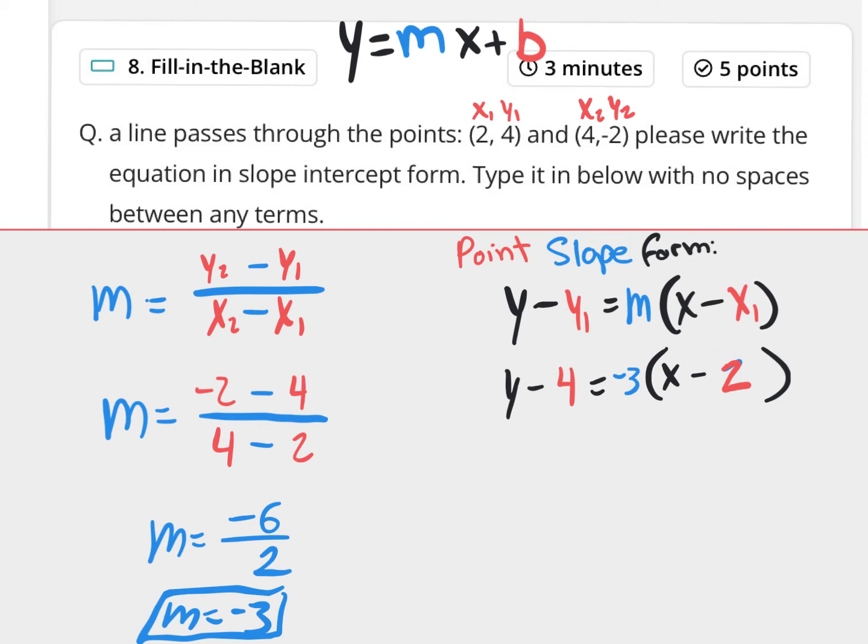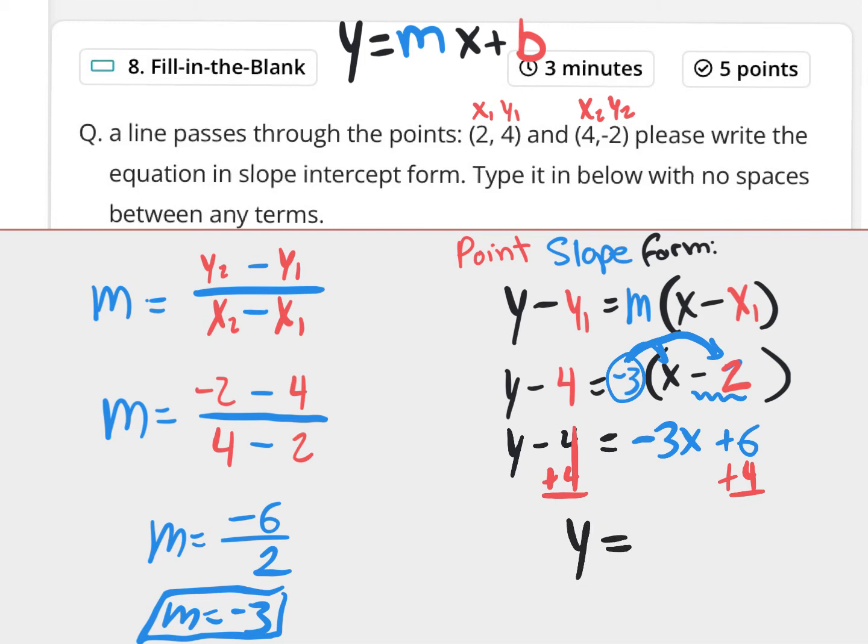So I'm going to distribute negative 3 times x, that's a negative 3x. Negative 3 times negative 2, that's a positive 6. Bring down the equal sign, bring down the y minus 4. And we almost have it in slope-intercept form. All I have to do is get rid of that minus 4. I want y by itself. So I'm going to get rid of the minus 4 by adding 4. And what I do to one side, I do to the other side, add 4. And there's my answer: y equals negative 3x plus 10.